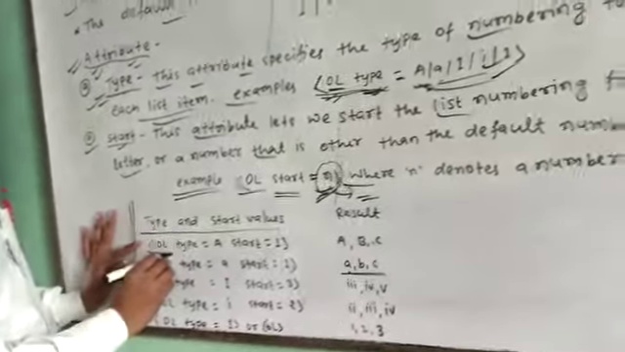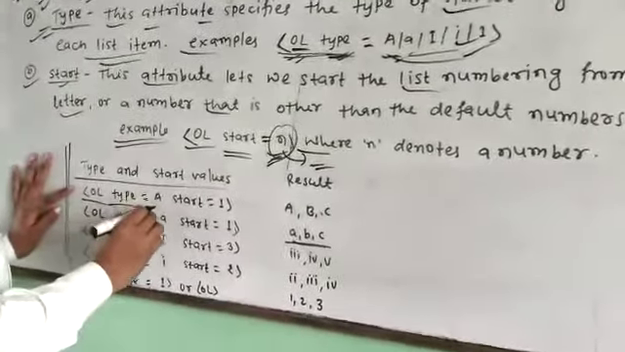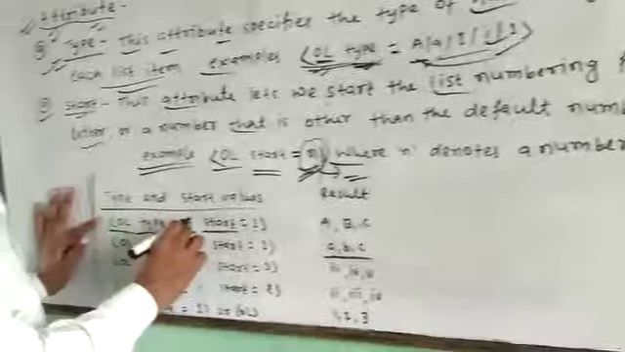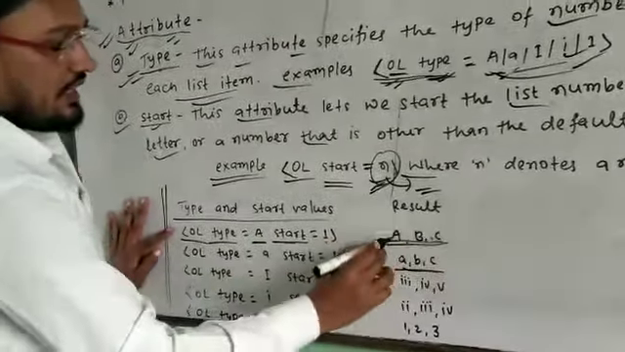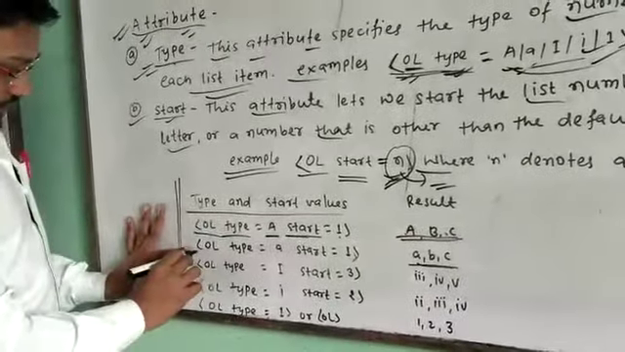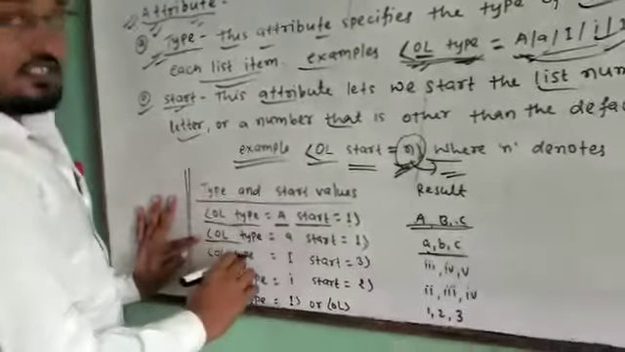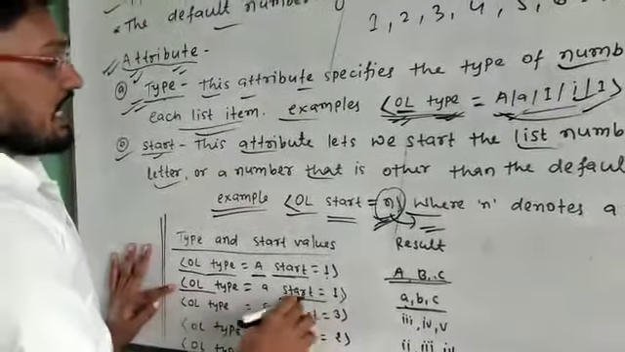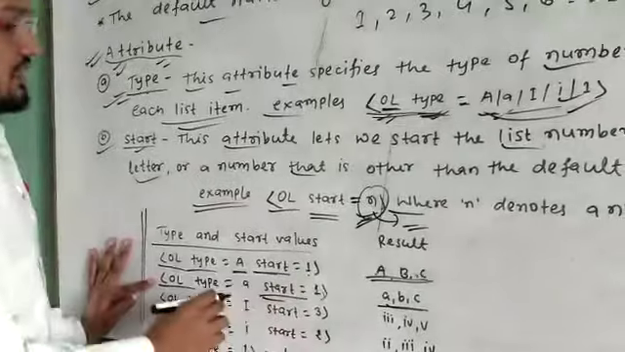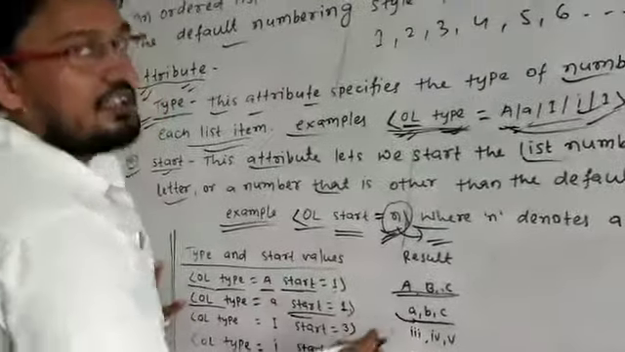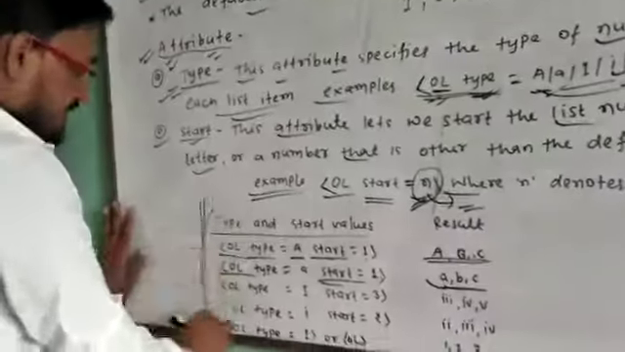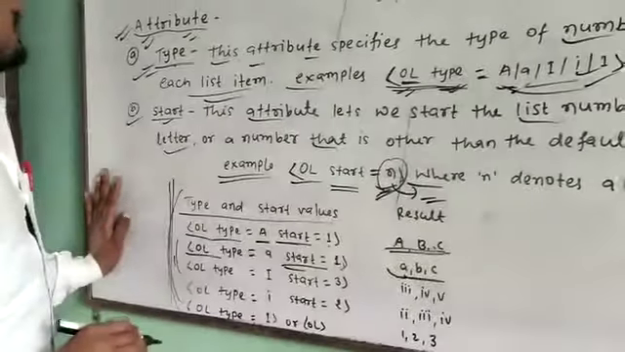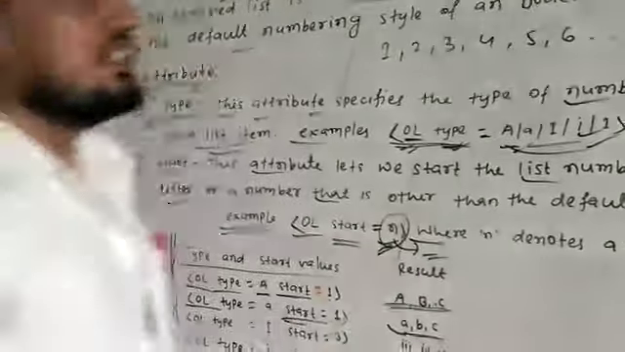If we write ordered list type A, the list starts with A, just like A, B, C. And if we write type as a small a, it starts first with a small a, then b, then c. These are all the type and start values represented in an ordered list.